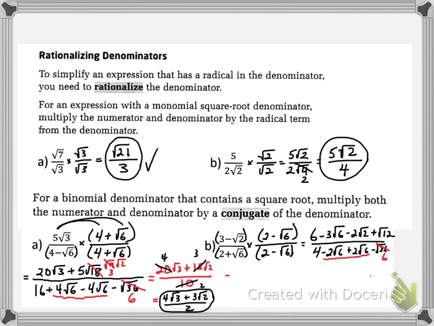Root 36 becomes 6. Negative 2 root 6 plus 2 root 6 will cancel. And on the denominator, 4 minus 6 will leave me with negative 2 on the bottom. The top isn't going to clean up so well, but we can simplify the root 12. The root 12 is going to be root 4 times root 3, which is 2 root 3. Now that still leaves us with 4 terms on the top. 6 minus 3 root 6 minus 2 root 2 plus 2 root 3. That's all we can do. We're done.